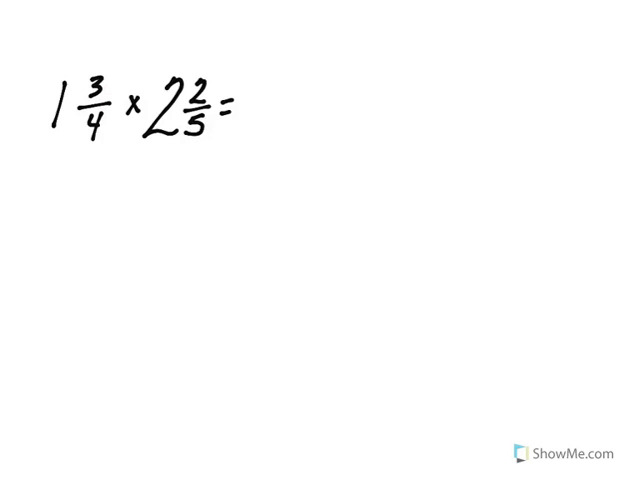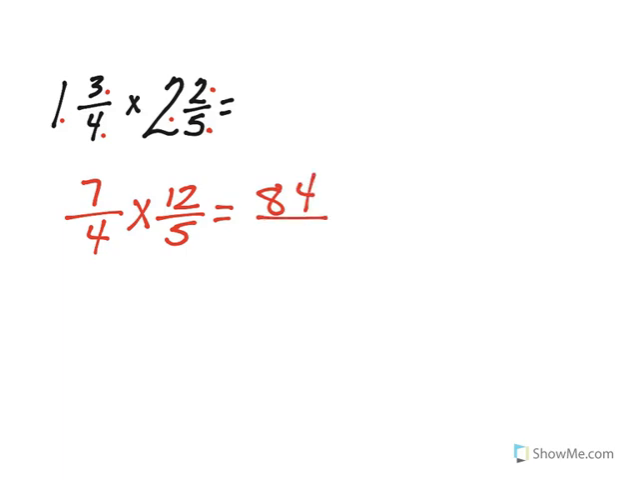Let's take a look at our last problem. I'm going to multiply 4 times 1 is 4 plus 3 is 7 over 4 times 5 times 2 is 10 plus 2 is 12. That goes all over 5. Now, I know that 7 times 12 is 84, and 4 times 5 is 20.